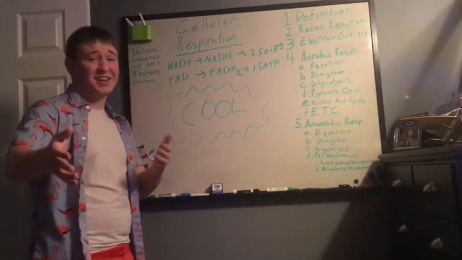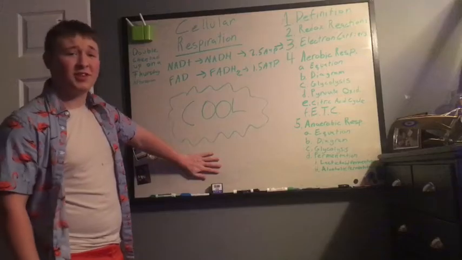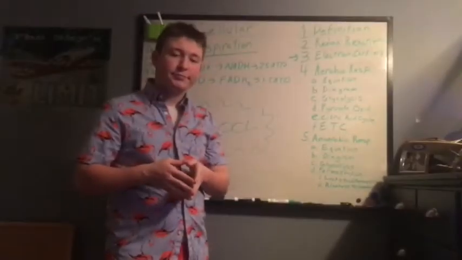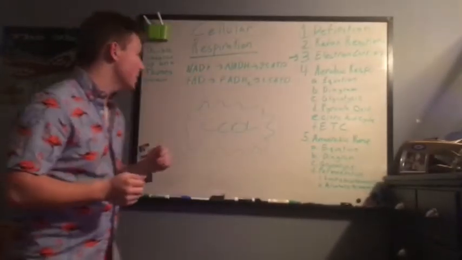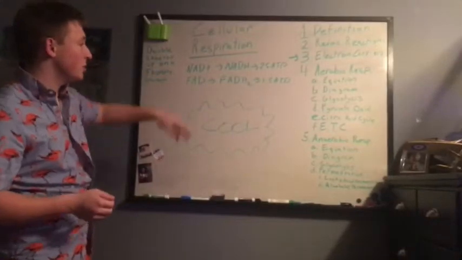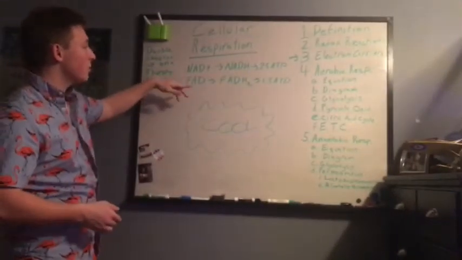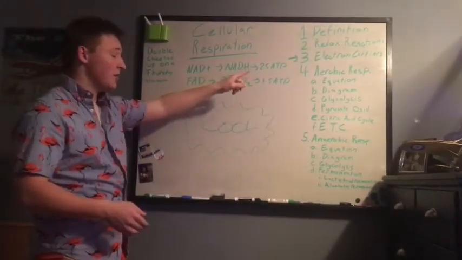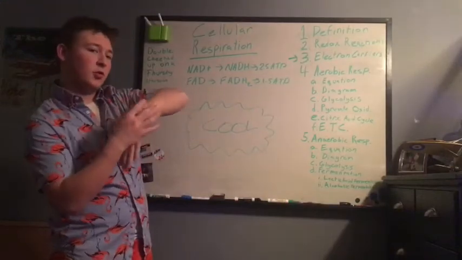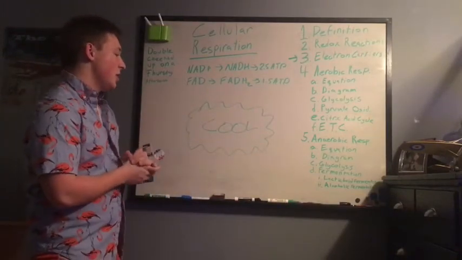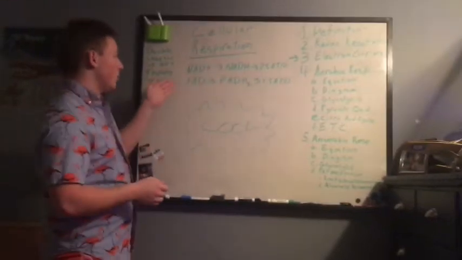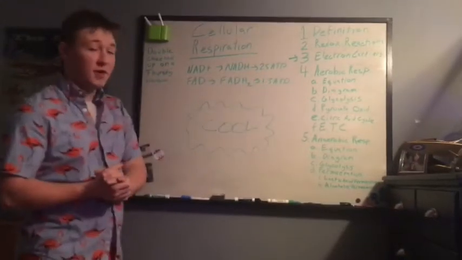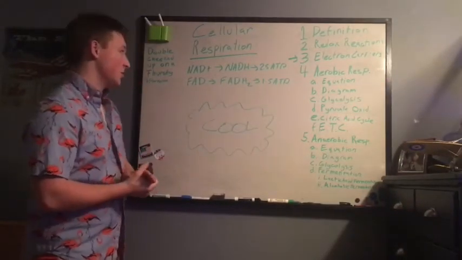Alright, so electron carriers, they're really cool. But here's why they're cool. There are two electron carriers used. The most common and most versatile one is NAD+, which goes to NADH when it's reduced, and it creates 2.5 ATP once it goes to the little motor thing in oxidative phosphorylation. But then we have FAD, which goes to FADH2, which makes 1.5 ATP during oxidative phosphorylation.